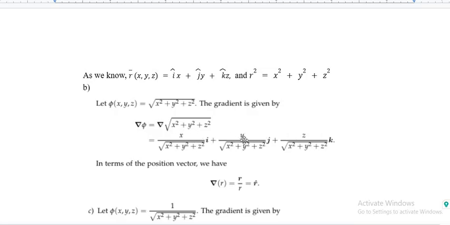So this is i of x, j of y and k of z under root x square plus y square plus z square if you take common. So this gradient is given as r divided by this square. So this can be given as, this is simply represented by r by mod r.